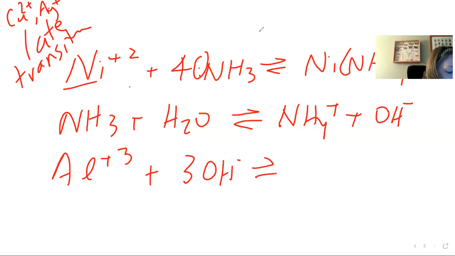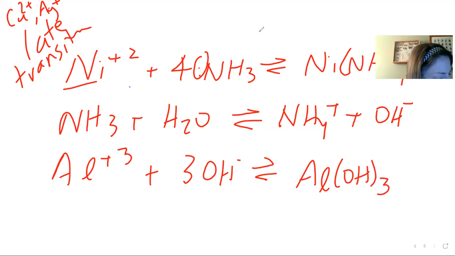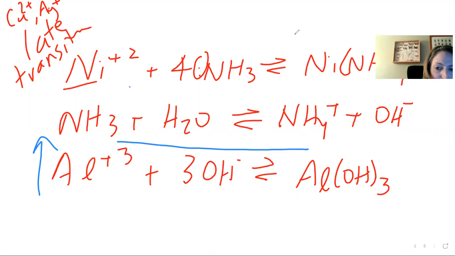We've got aluminum plus OH minus making aluminum hydroxide. So bottom line is, addition of more aluminum ions. It all starts with the aluminum ions, and it's just Al plus 3 all by itself. So addition of aluminum ions, what would it do? Well, when you add the aluminum ions, it's going to shift this reaction this way.